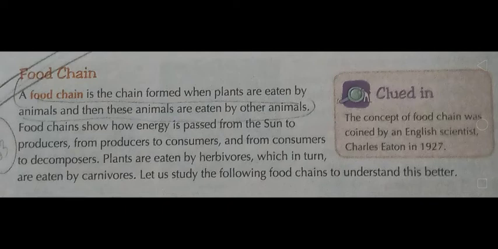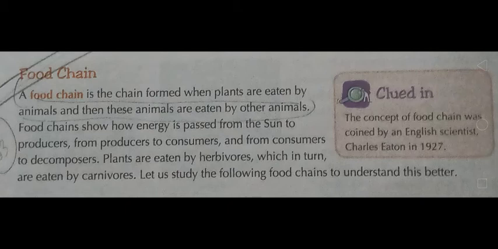So, what is a food chain? A food chain is the chain formed when plants are eaten by animals and then these animals are eaten by other animals. A food chain shows how energy is passed from the sun to the producer, from the producer to the consumer, and from the consumer to the decomposer. Plants are eaten by herbivores, which in turn are eaten by carnivores. Let us study the following food chains to understand this better.